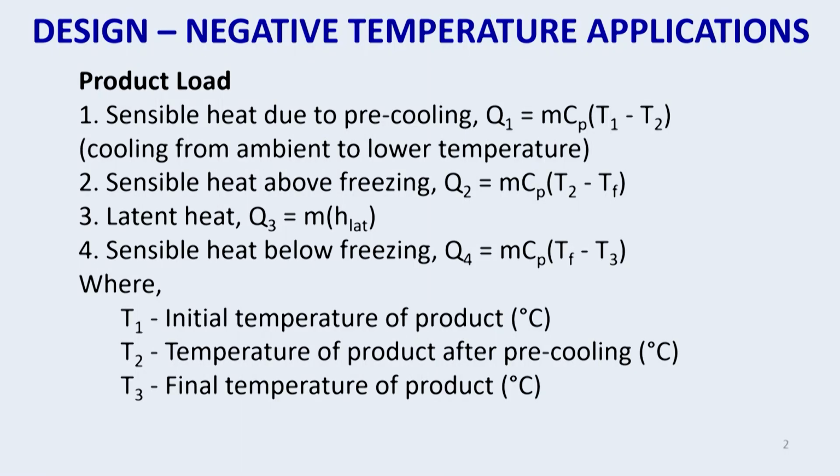This is already discussed in the previous lecture. There are four components when we consider pre-cooling: Q1 is MCP from T1 to T2, then from T2 to TF is the sensible heat above freezing, at TF it is the latent heat, then from TF to T3 is the sensible heat below freezing. So there are four heat quantities Q1, Q2, Q3 and Q4, where T1 is the initial temperature of the product, T2 is the temperature after pre-cooling, and T3 is the final temperature of the product.